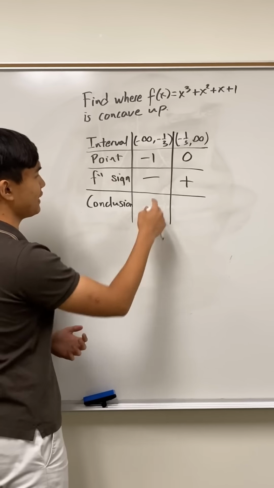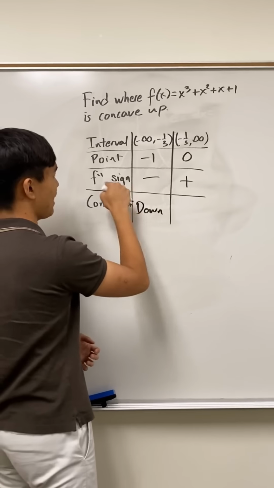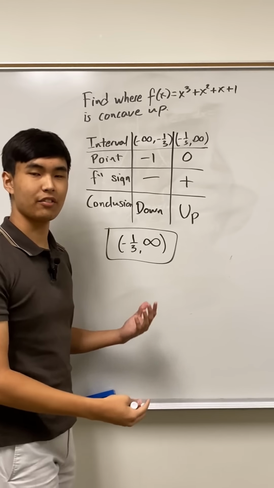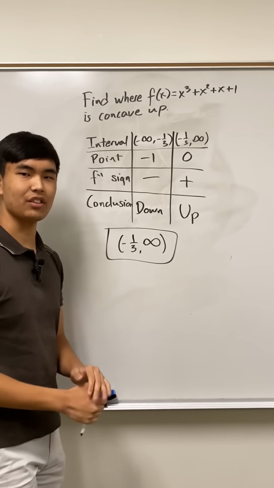Since f double prime is negative in this interval, we can say that f is concave down on this interval. Similarly, knowing that f double prime is positive in this interval lets us say that f is concave up on the interval. To answer the original question, the interval where f is concave up is from -1/3 to infinity. And that's how I use the second derivative test.